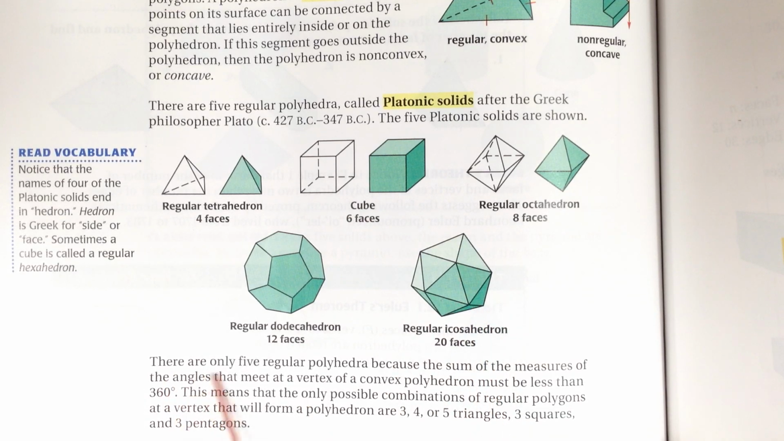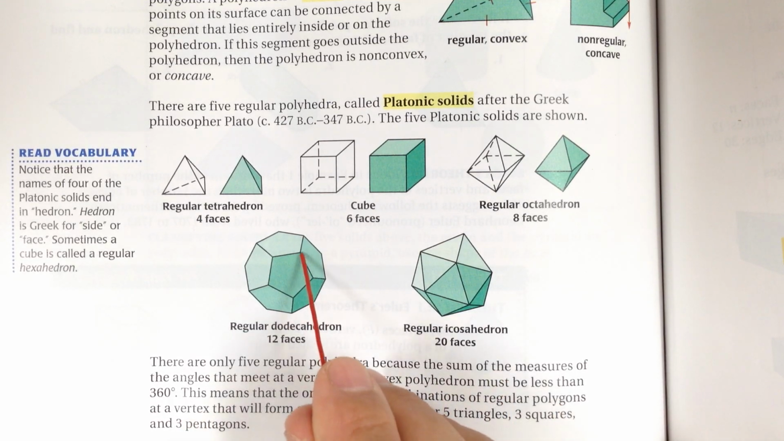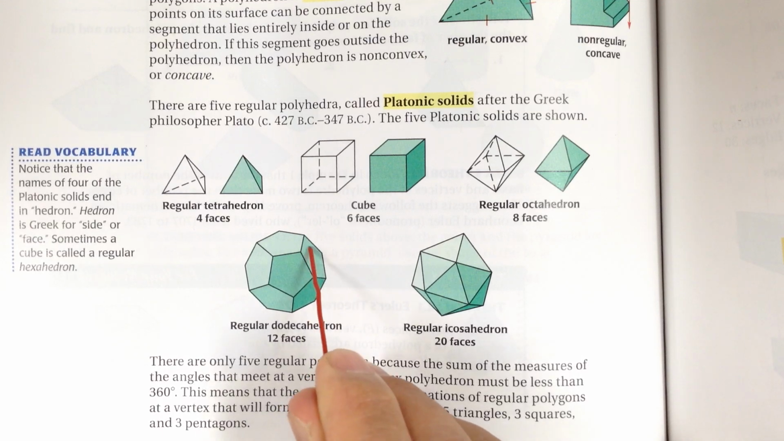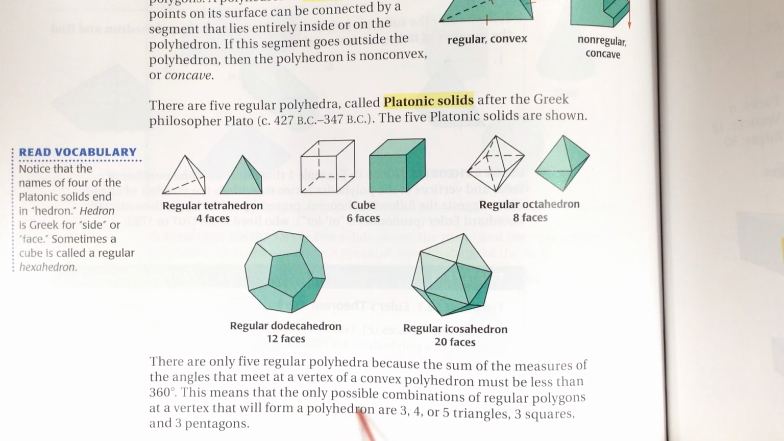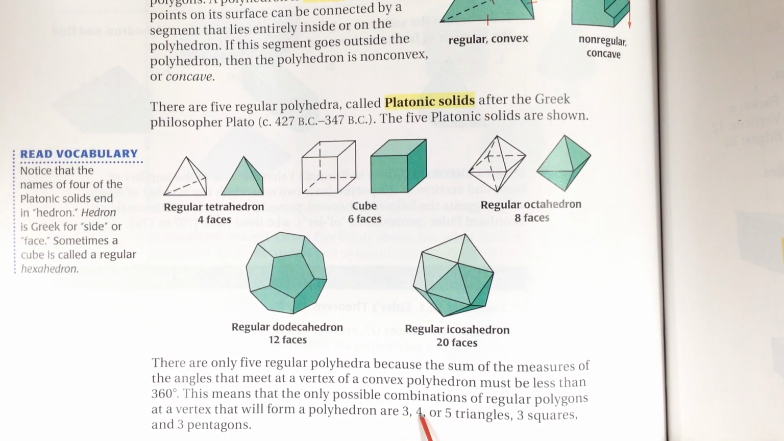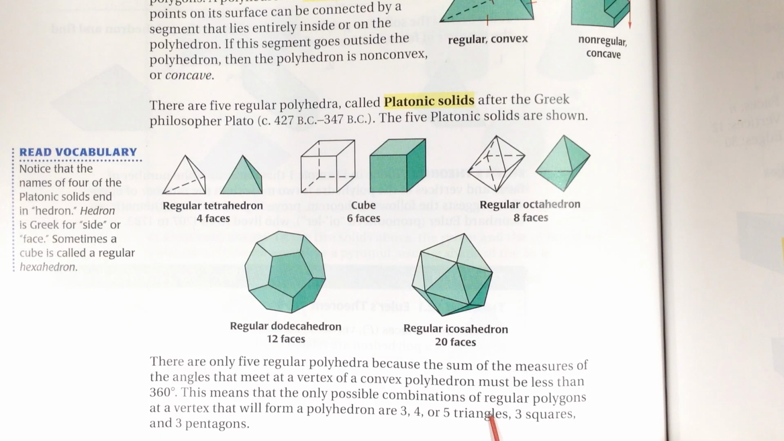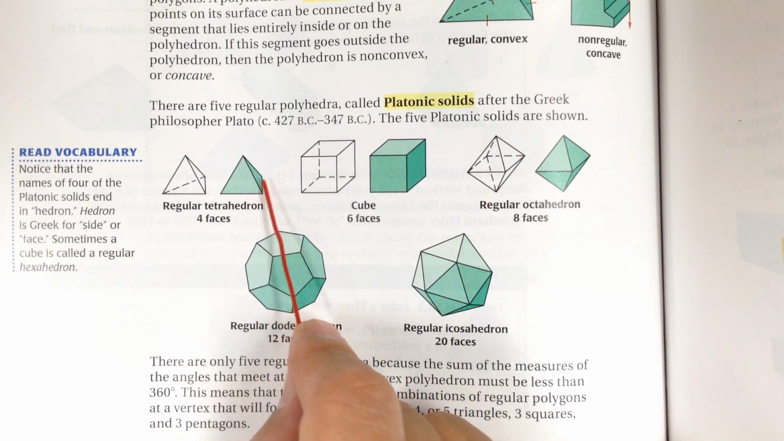It says there are only 5 regular polyhedra because the sum of the measures of the angles that meet at the vertex of a convex polyhedron must be less than 360. So every corner has to be less than 360. That means the only possible combinations of regular polygons at a vertex that will form a polyhedron are 3, 4, or 5 triangles. Because if you have 2 triangles, then you just have something that looks like a pancake. Then you don't have a solid.